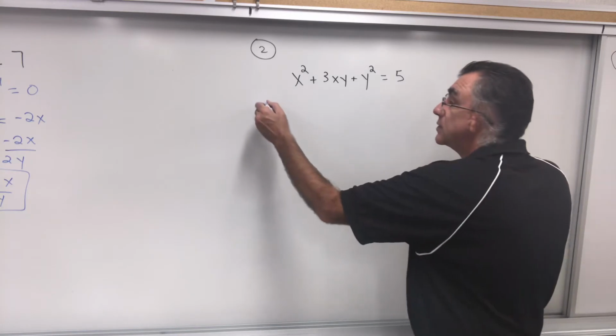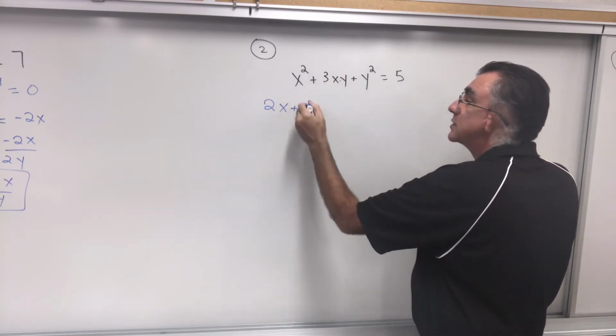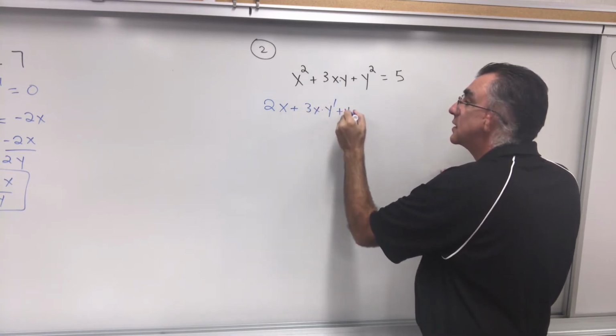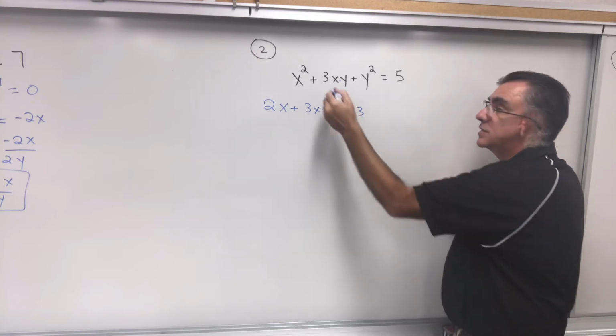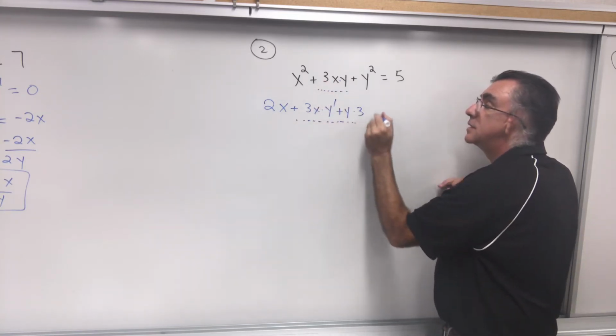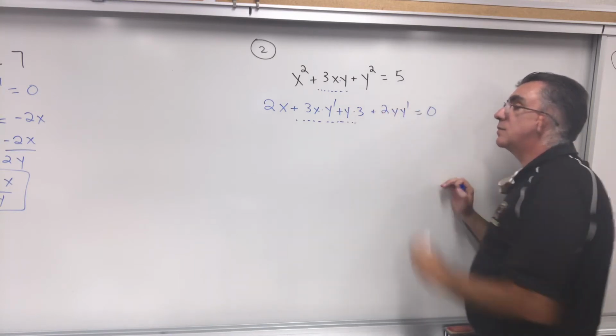So here we go. 2x. There's a product rule going on here. So it's first times the derivative of the second plus the second times the derivative of the first. So this part here plus 2y y prime equals 0.